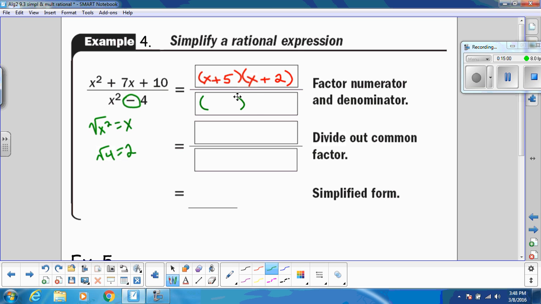And again, I'm going to remind you that with that factor pattern, we have x plus 2 and we have x minus 2. That's the difference of two squares pattern. Look at your flow chart to help you remember that.